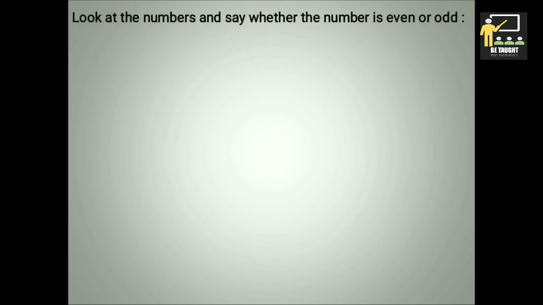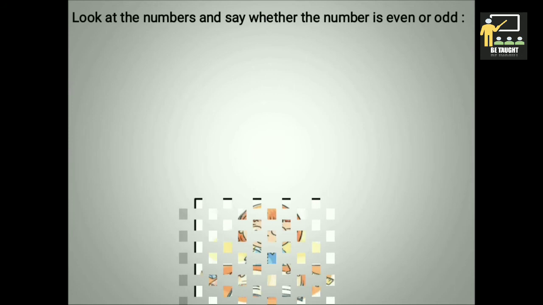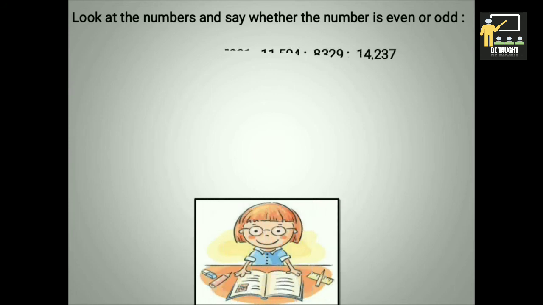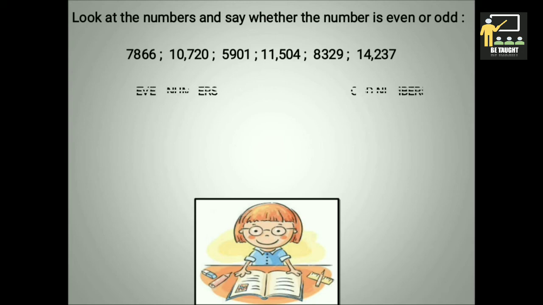Look at the numbers and say whether the number is even or odd. Now here a few numbers are given to us and we have to tell which is an even number and which is an odd number. So first one, 7,866. Yes, it is an even number. 10,720. It is ending with 0. So it's also an even number.